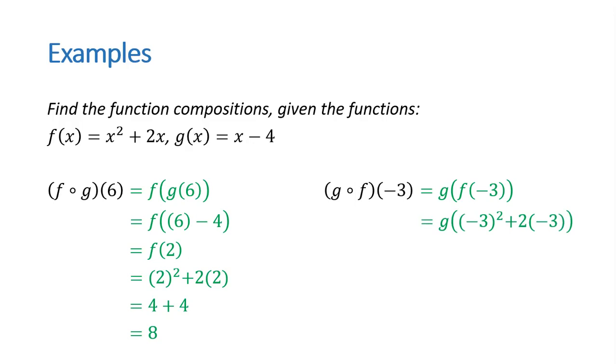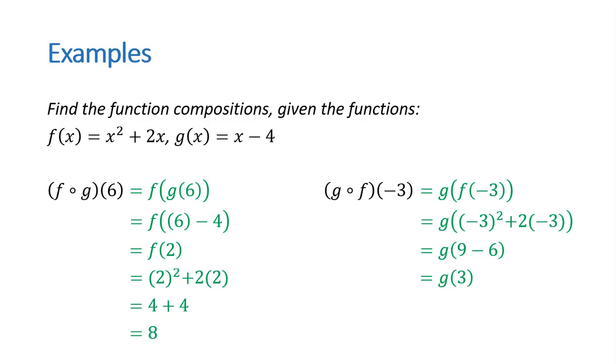So we simplify inside parentheses. That negative 3 squared is going to be a 9, and then 2 times negative 3 is negative 6. So g of 9 minus 6, otherwise known as g of 3. So again, notice that our current input now for the function g is completely different from the original input for the problem. Once we simplify f of negative 3, whatever that is, that now becomes the input for our outside function, which in this case was g.